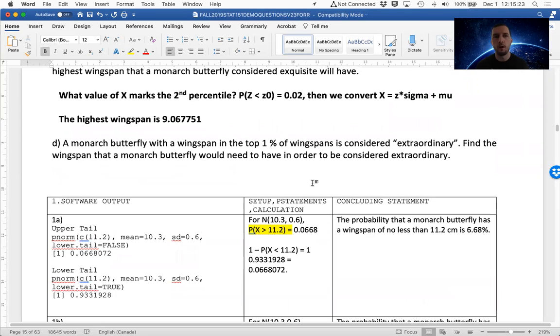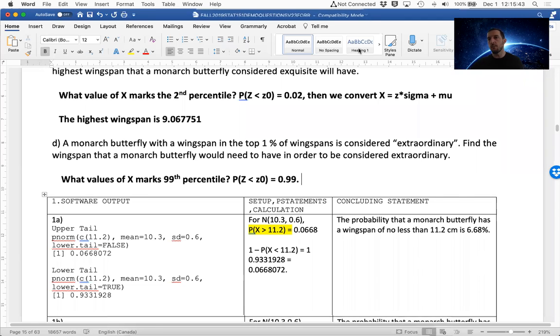Okay, a monarch butterfly with a wingspan in the top 1% is considered extraordinary. So this is actually the exact same question, it's just a different percentile. If we're in the top 1%, we're actually talking about the 99th percentile. So P(Z less than Z0) equals 0.99. Okay, so this is the exact same problem.